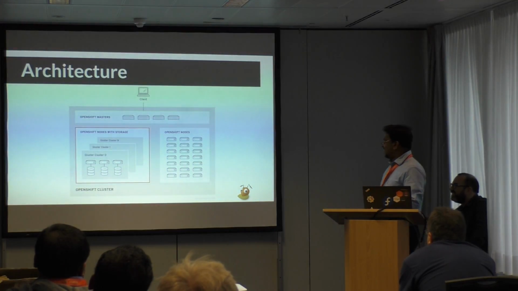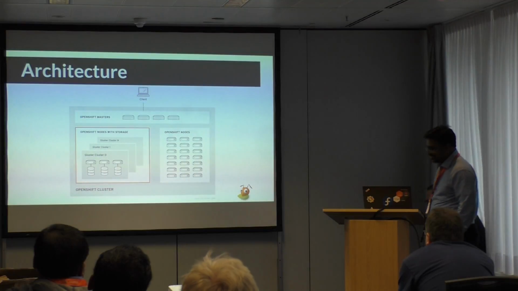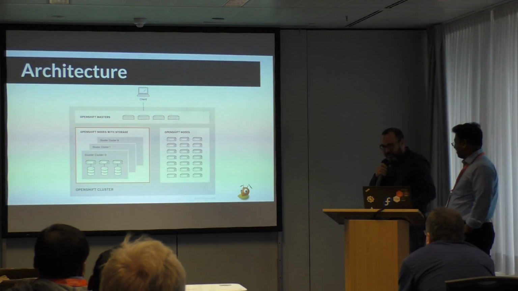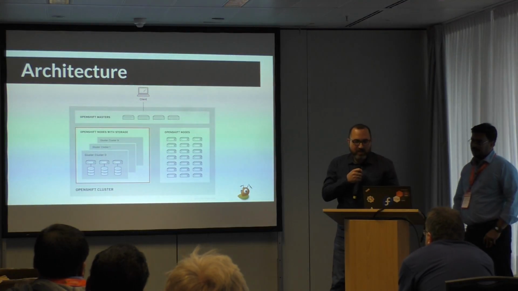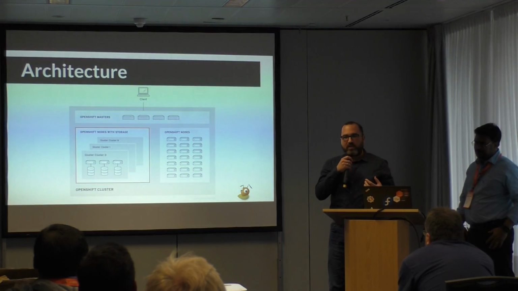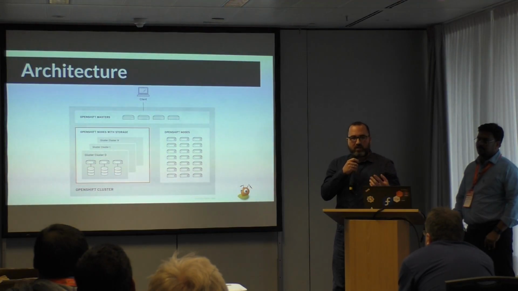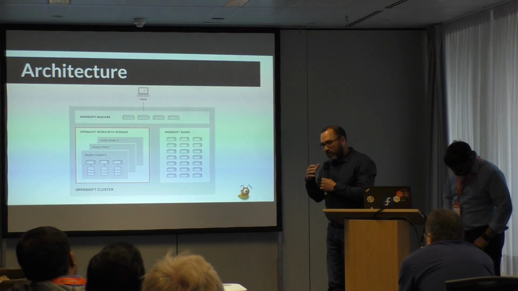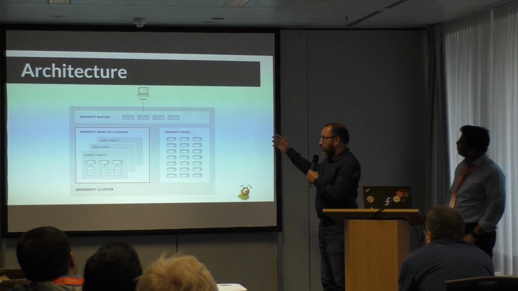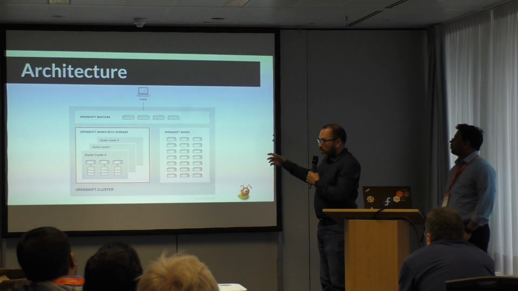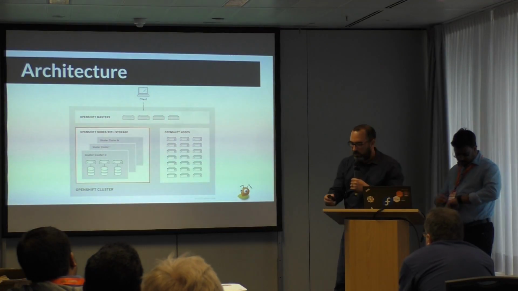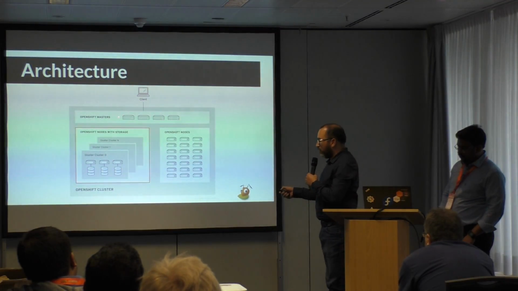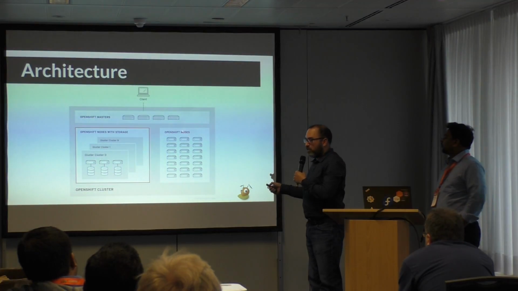So let me invite Luis back to the stage. All right, thank you, Humble. So now that we have these technologies, OpenShift, Kubernetes, and Gluster, what the administrator does is this: this is a typical architecture of their deployment. They have a set of OpenShift masters, and then they have a set of OpenShift nodes.